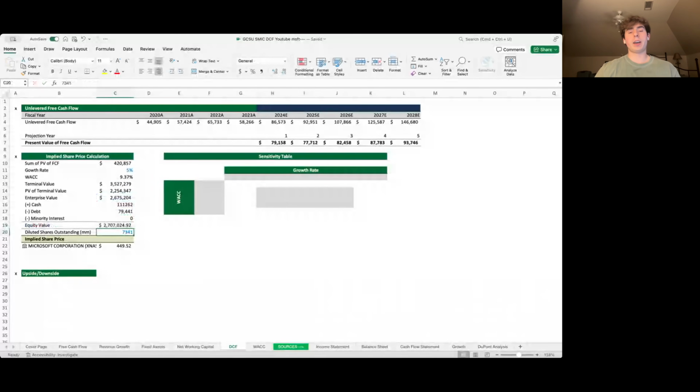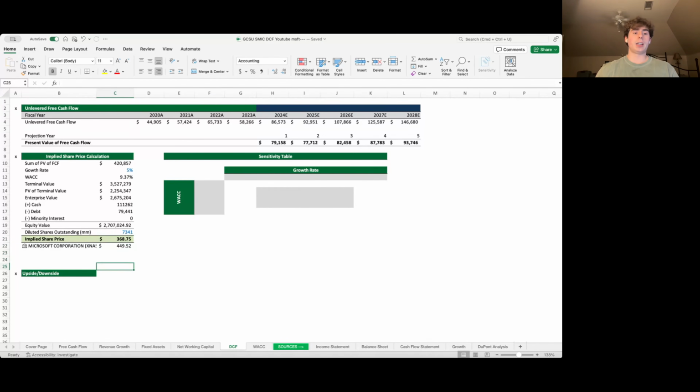Now that we have the equity value, to get an implied share price for our DCF, you just take the equity value, divide by total shares outstanding. And that is our implied share price for the DCF with all of our assumptions. Now, obviously, it's lower than Microsoft's actual share price, but this is just one valuation model. And as you can see, we did a lot of assumptions to get this value.